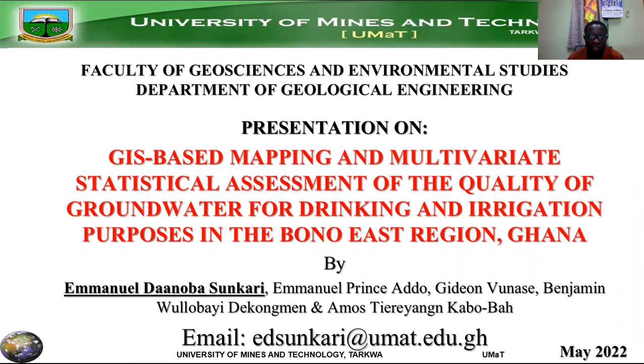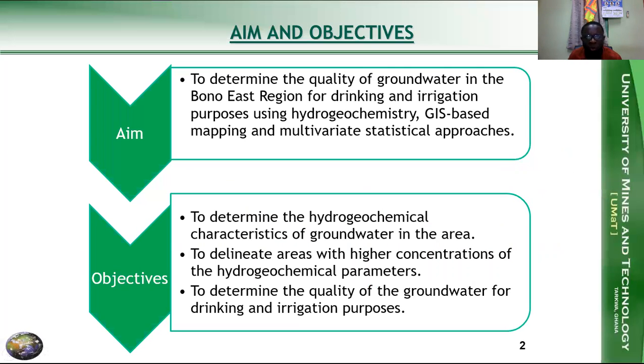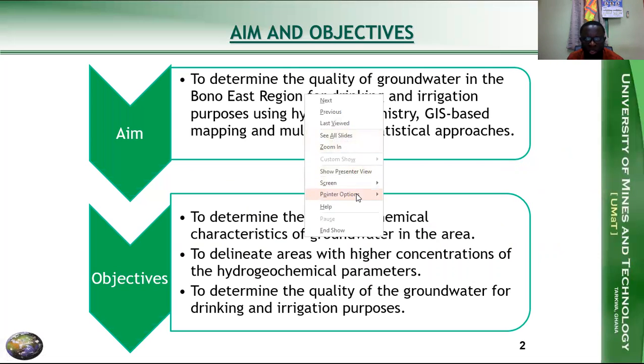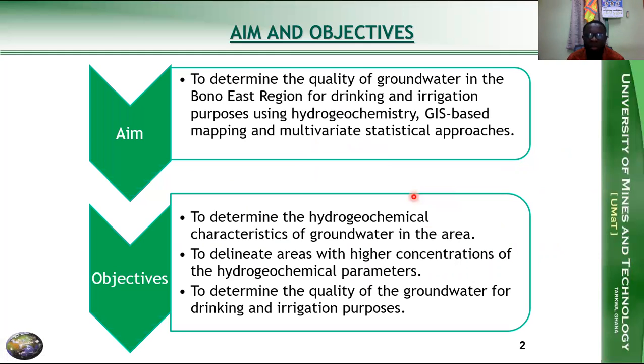I'm presenting on GIS-based mapping and multivariate statistical assessment of the quality of groundwater for drinking and irrigation purposes in the Bono East Region, Ghana. So, the aim of this study is to determine the quality of groundwater in the Bono East region for drinking and irrigation purposes using hydrogeochemistry, GIS-based mapping, and multivariate statistical approaches.